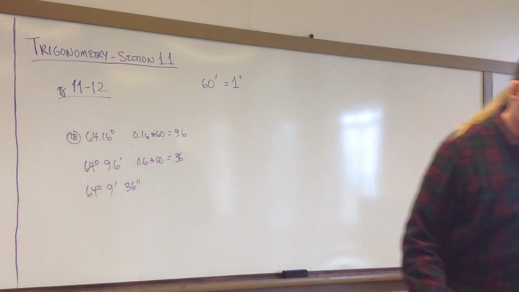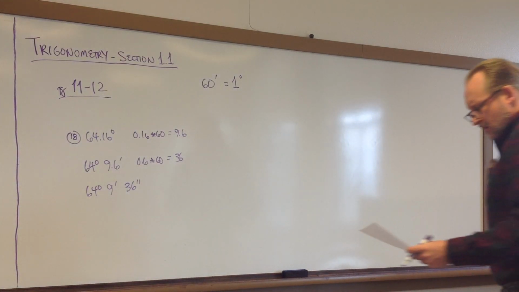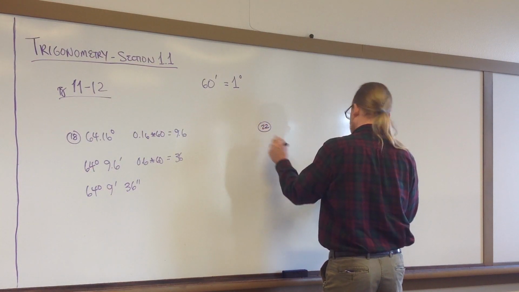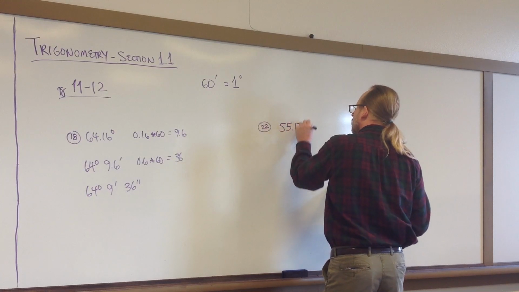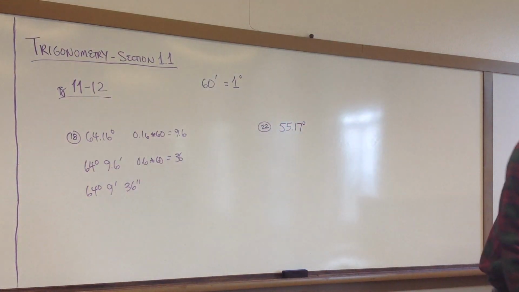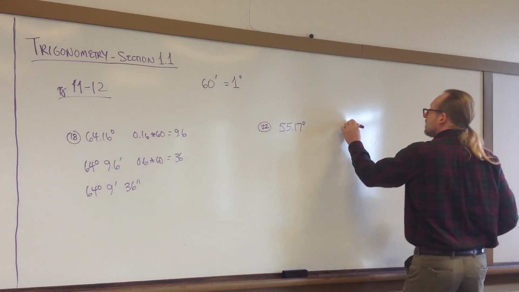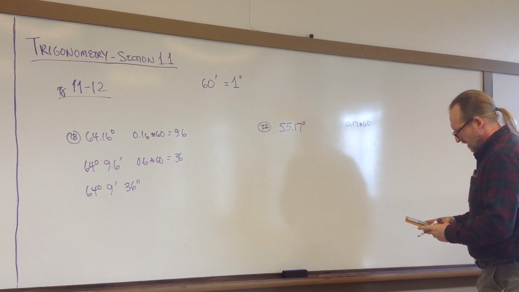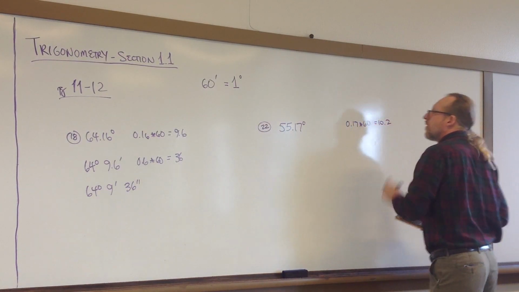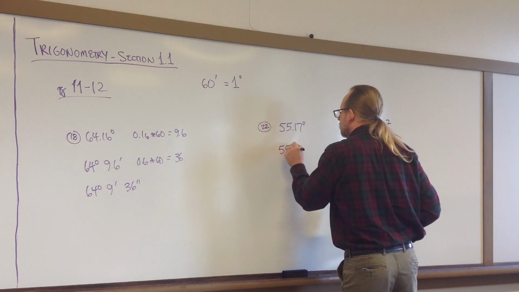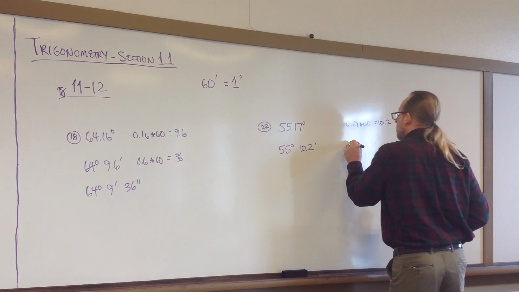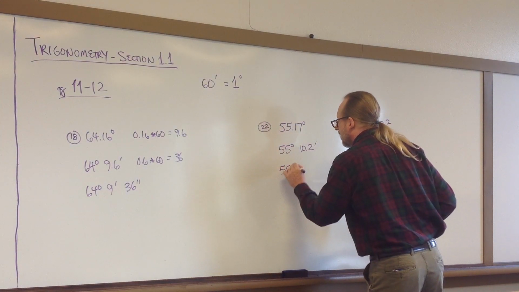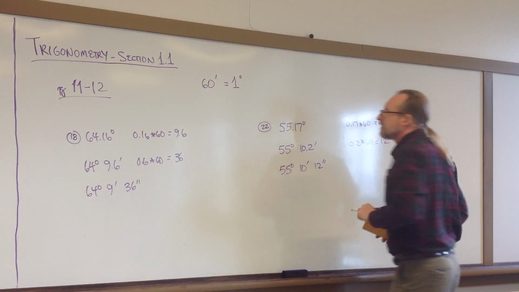Okay, let's see, we'll look at one or two more of these. Let's see here, problem 22. We've got 55.17 degrees. So we'll do the same process here. Take that 0.17, multiply it by 60, and what do we get? 10.2. So 55 degrees, 10.2 minutes, and then take that 0.2, multiply it by 60, and that'll give us 12. So 55 degrees, 10 minutes, 12 seconds.